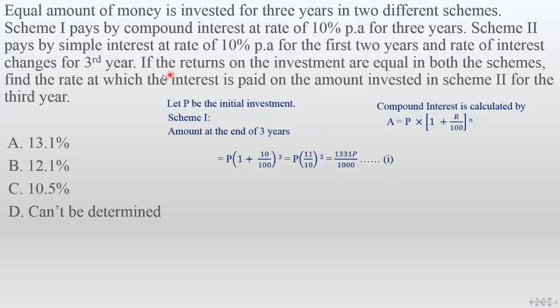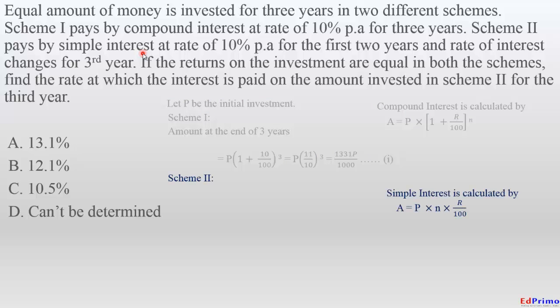Now let's look at scheme 2. Scheme 2 pays simple interest on the investment, and we know how to calculate simple interest. Simple interest is calculated by using this formula, PNR/100, where P again is the principal, N again is the number of years, R the rate of interest. Now there are two stages of simple interest in this problem. For the first 2 years, we have a 10% rate at which the simple interest will be calculated, and the third year in which the simple interest is calculated at an unknown rate.